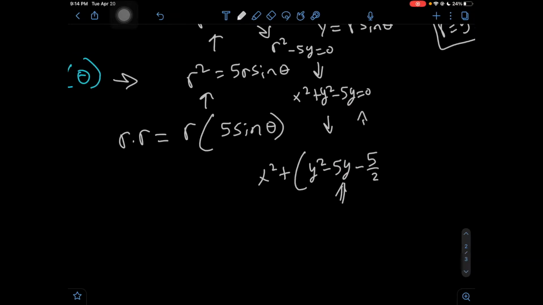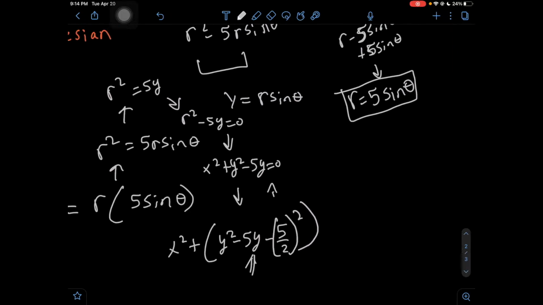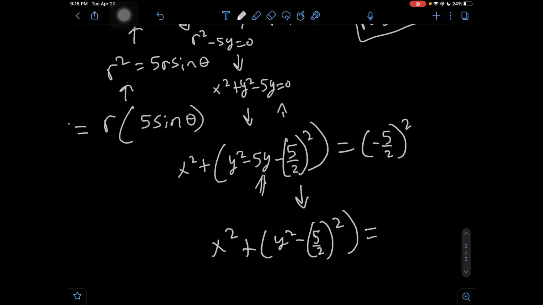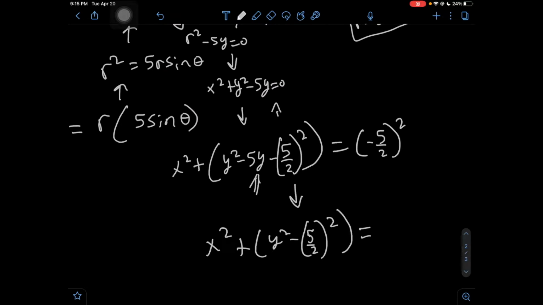And remember, when completing the square, you have to just square this third term and add it to both sides. And remember, this is equal to 0, so we can just add what we just squared. So negative 5 over 2 squared. And so we should be left with x squared plus y squared minus 5y plus negative 5 over 2 squared equals negative 5 over 2 squared, which is just 25 over 4. So we have equals 25 over 4.